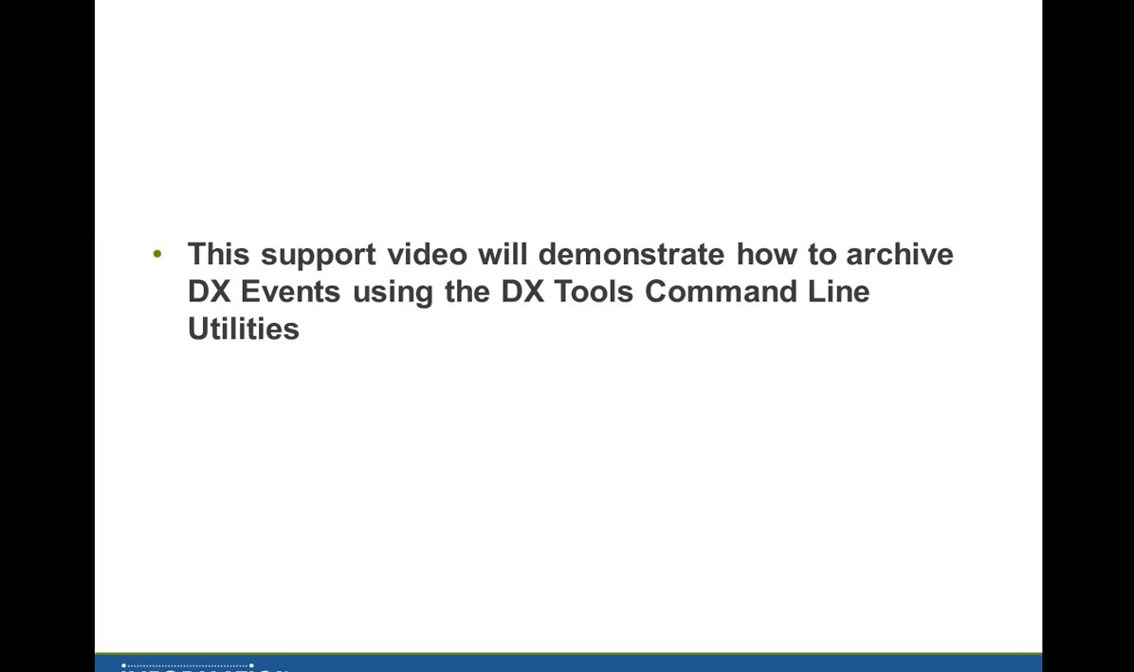DX keeps track of all the events that are happening in the environment. These would be stored within the DX repository and they would also be visible in the DX console. The DX tools archiving, which is available for older versions and still available now in DX 9.5, is the utility that we will be highlighting in this video. As from 9.5, there is also an option for advanced archiving using ILM. This is not a topic of this video.